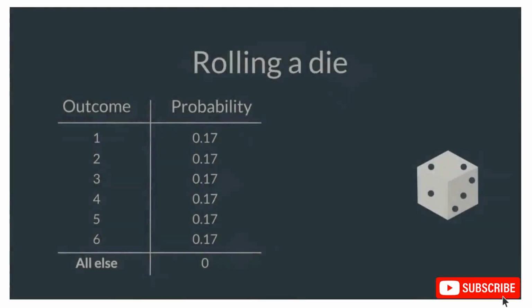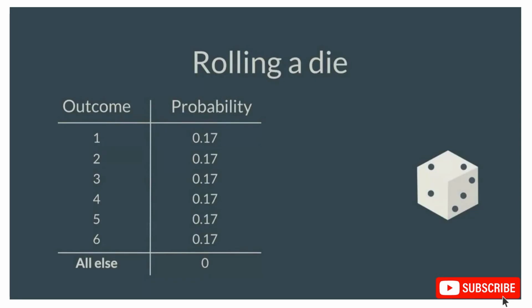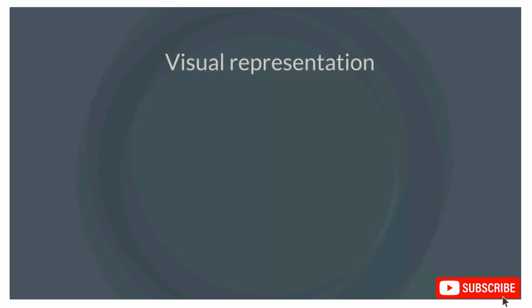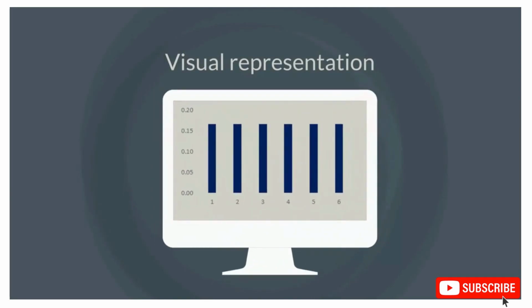The probability of getting 1 is 0.17. The probability of getting 2 is 0.17, and so on. You are sure that you have exhausted all possible values when the sum of the probabilities is equal to 100%. For all other values, the probability of occurrence is 0. Each probability distribution is associated with a graph describing the likelihood of occurrence of every event. Here's the graph for our example.